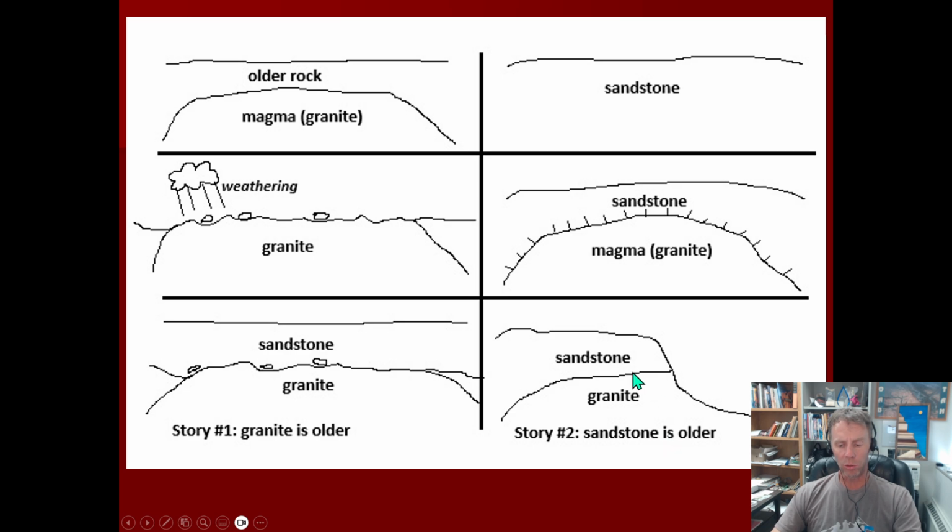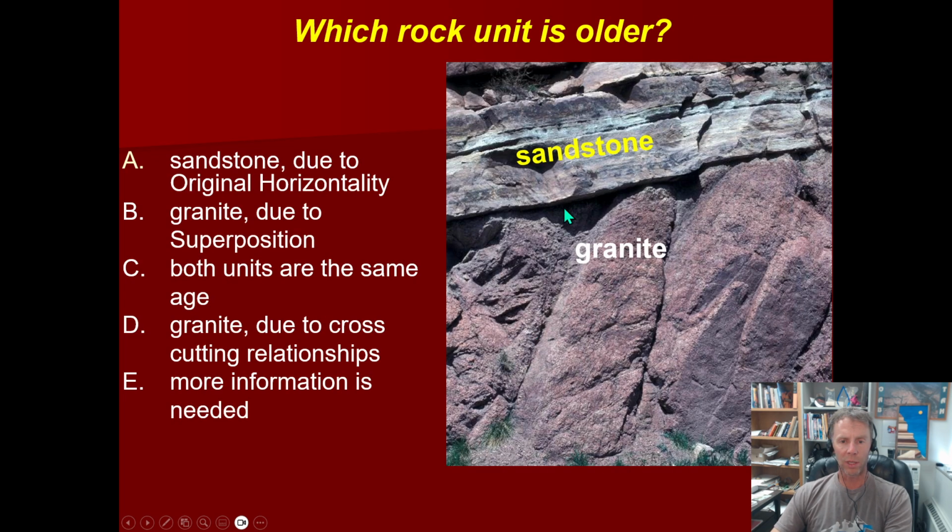If this is the true story, when I go back to this photo here, what I might look for, I'm going to look closely at that sandstone right at the bottom. Does it show any evidence of contact metamorphism? Does it look like the heat from the magma altered that sandstone in any way? That would be some of the evidence you would want to look for. So that one might have got you. The correct answer was E. More information is needed. I need more evidence. I need more data from this contact in order to tell definitively which rock unit is older.